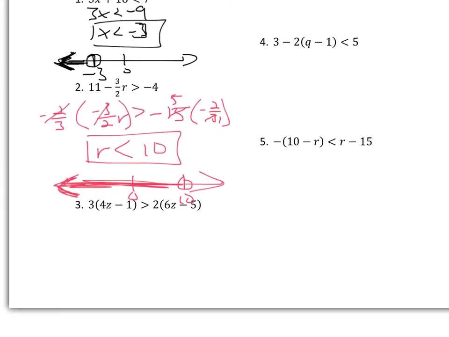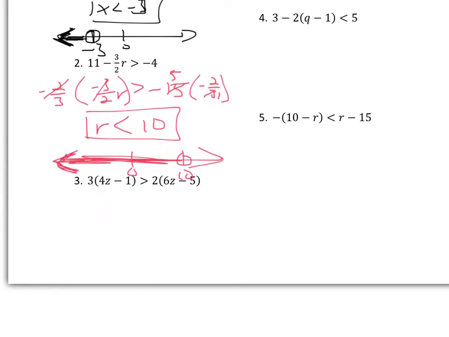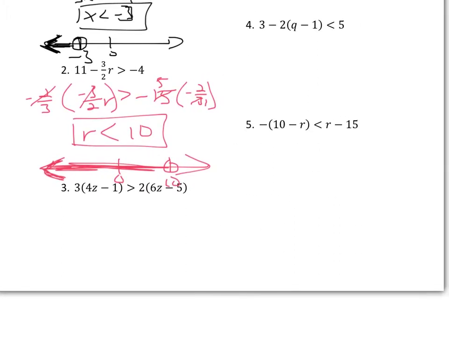And number 3, all right, we're going to have to distribute both here. Remember the distributive property. Distribute the 3, distribute the 2. We're going to get 12z minus 3 is greater than 12z minus 10. Okay, we get all the z's to one side, all the numbers to one side, so we'll subtract 12z over. Our 12z's cancel each other out, we're just left with 0. Add the 3 to the right side, and we get negative 7. So 0 is greater than negative 7.